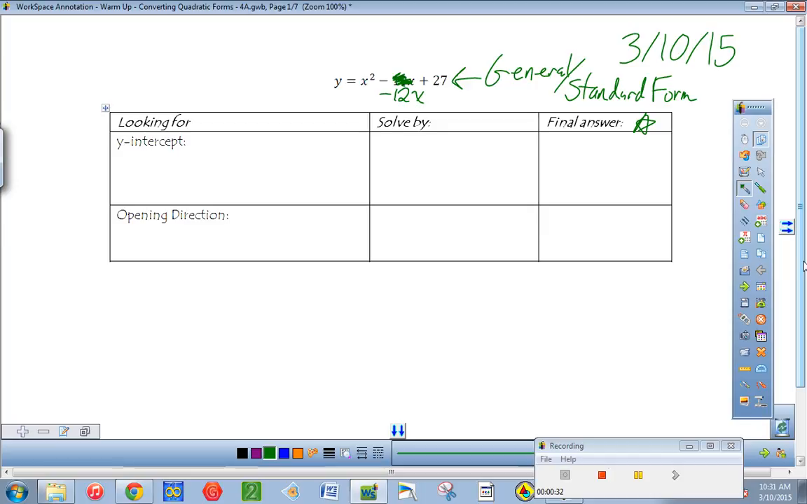Should it be a coordinate? Should it be some words? Should it be a number? Okay? So if you're looking for the y-intercept, what is your final answer going to be? It's going to have to do with what?